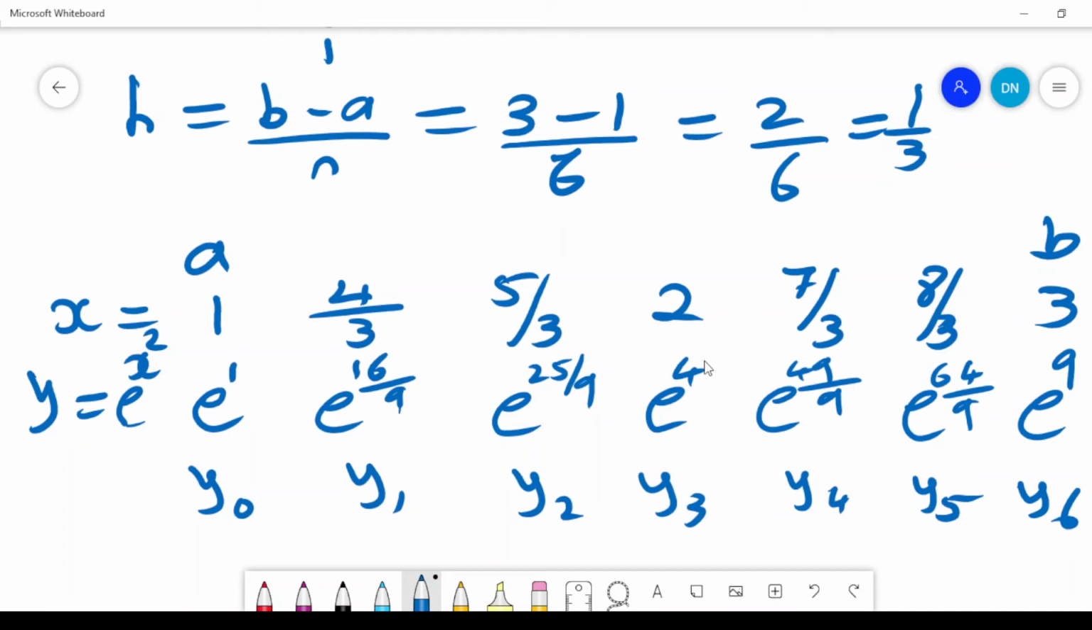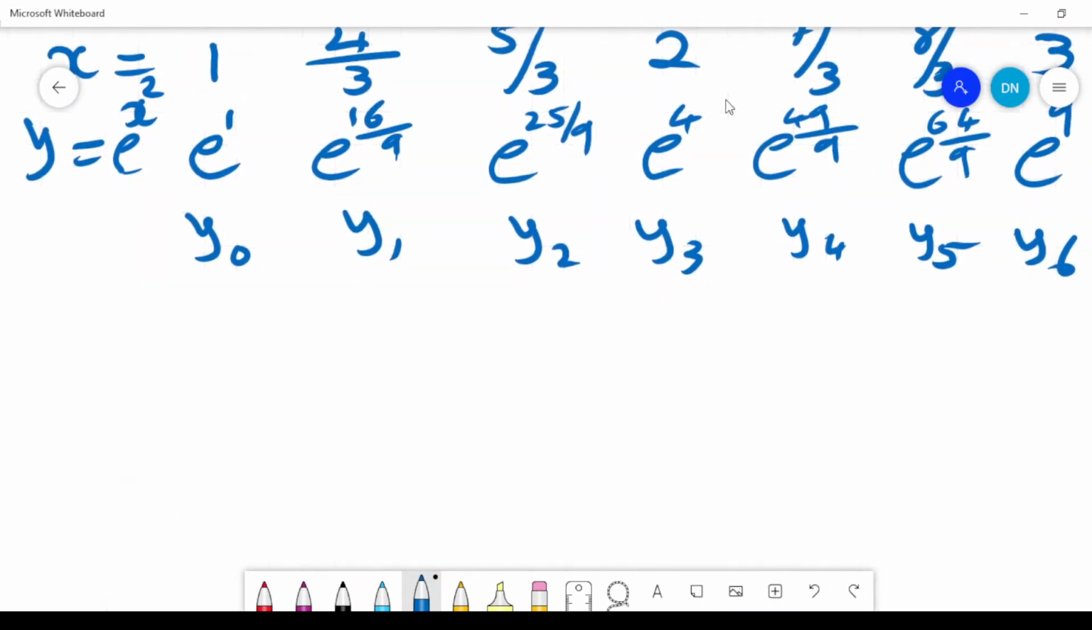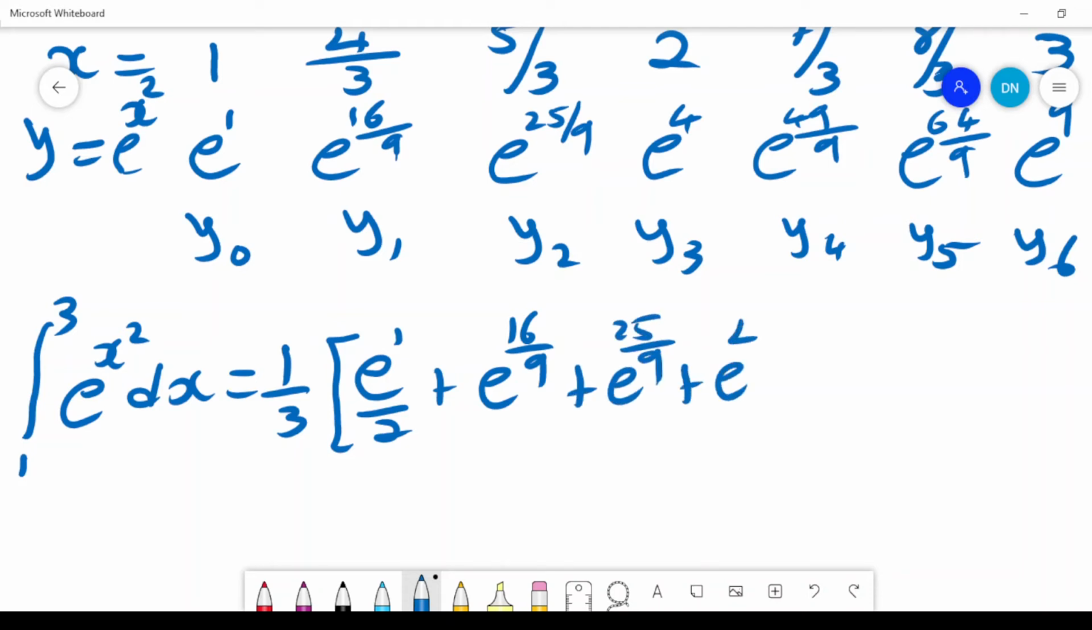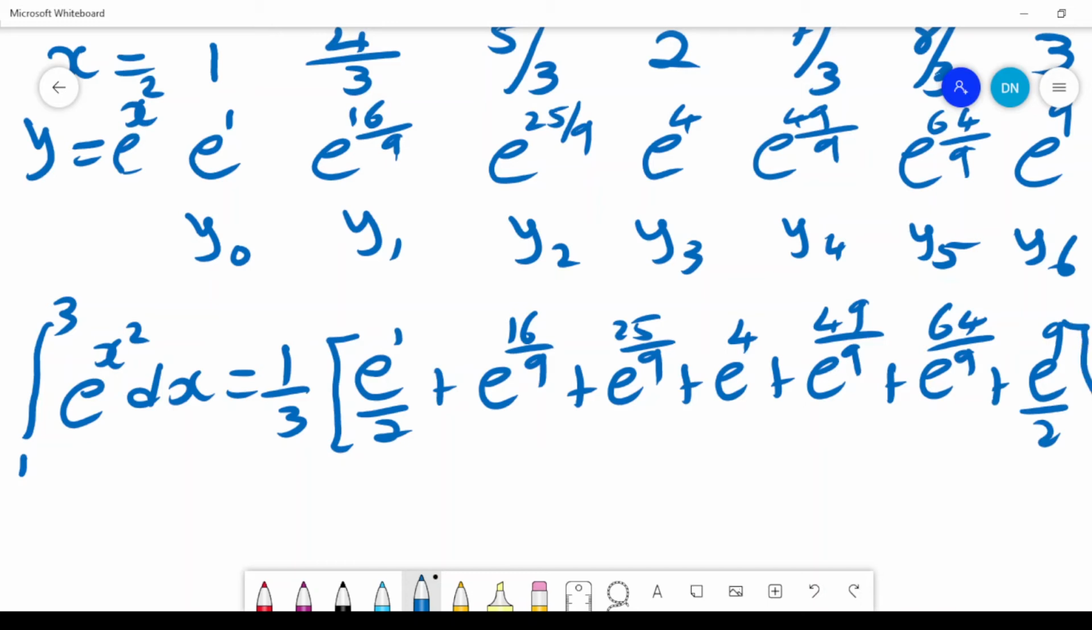So now we have got all the values. Now what is left is for us to solve the problem. So the integral from 1 to 3 of e to the x squared dx is h, which is that, then y naught, y1, y2, y3, y4, y5, and then y6. And those are the computations that we have.